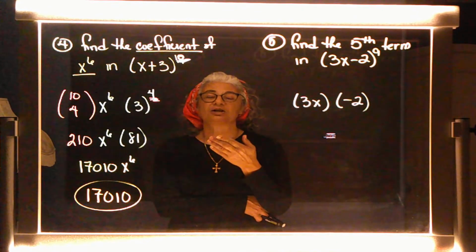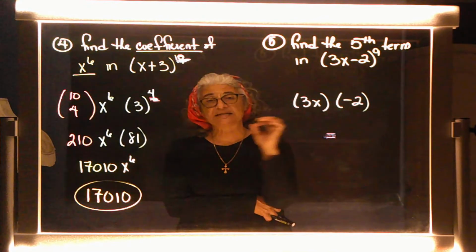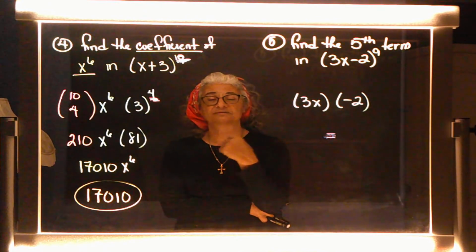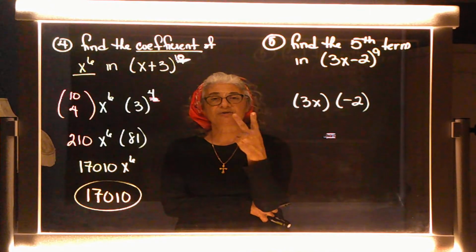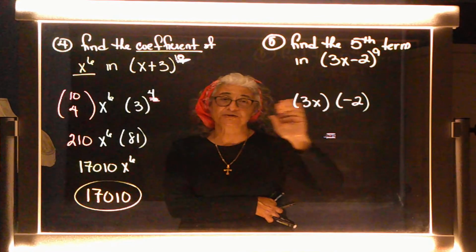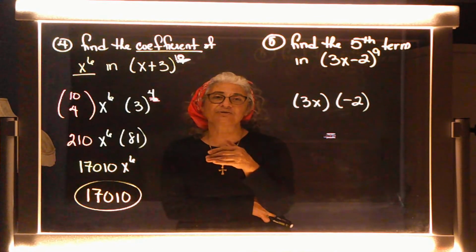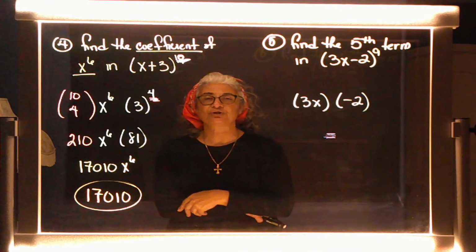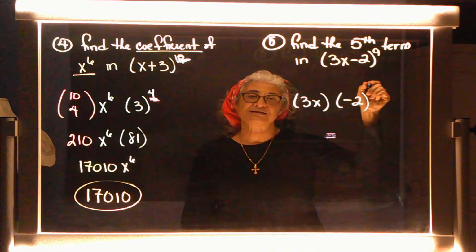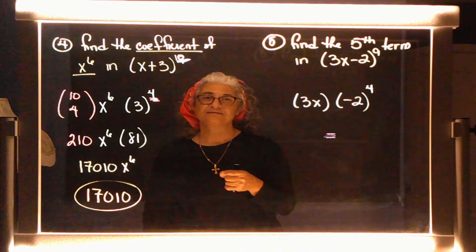Why? Because on term number 1, the power on this second variable is 0. On term number 2, the power is 1. On term number 3, the power is 2. This second variable is always 1 behind on the term. With me? First term, it already has a power of 0. So I already start counting at 0 on term number 1, which means on term number 5, the power of this negative 2 is a 4. It's 1 behind. With me?